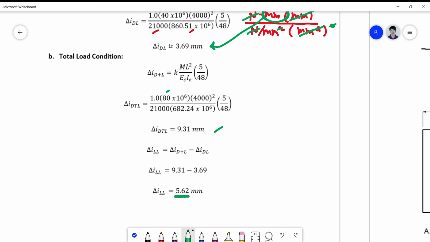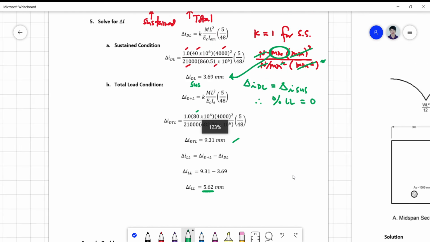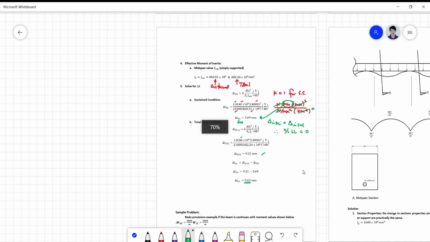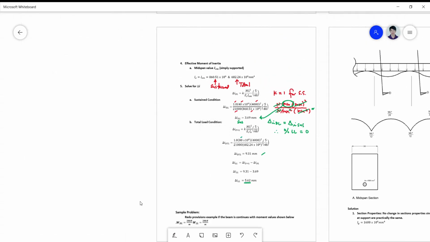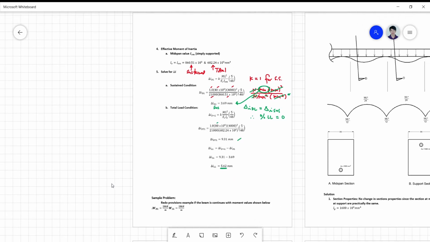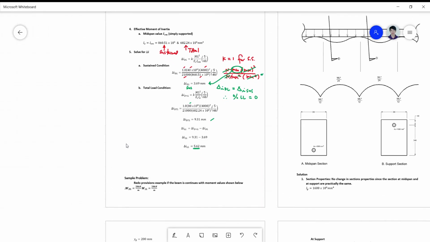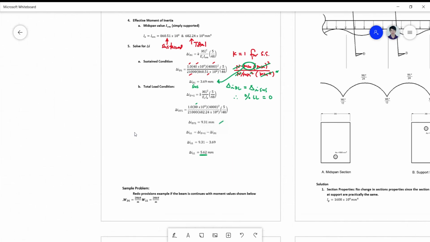By the way, class, why is it that I did not place delta I sustained here? Because they're just the same, no? My delta I_DL is simply equal to my delta I sustained. Because what? Because your percent live load is 0. Okay? So this is now our final answer for your first problem. Very simple problem on deflection control.